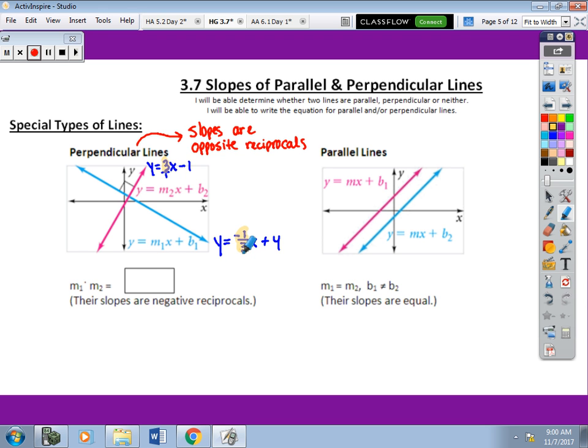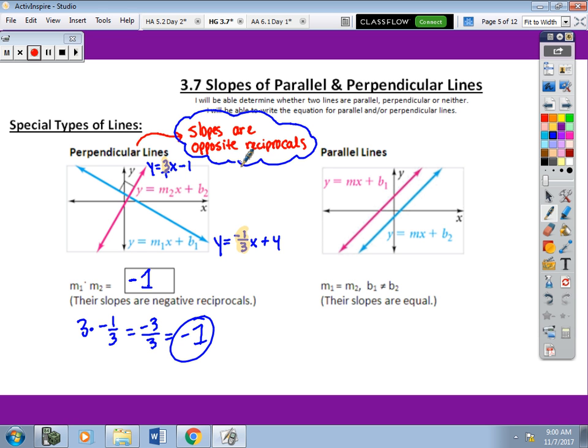Now what this says is that if you multiply the slopes together, you will get negative 1. I don't really like to think of it that way, but that does happen. So if I were to multiply 3 times negative 1/3, I will get negative 3 over 3, which will simplify to be negative 1. But I like to memorize, and like you to memorize, the opposite reciprocal part. Now their y-intercepts can actually be the same or they can be different. So the y-intercept is kind of irrelevant.